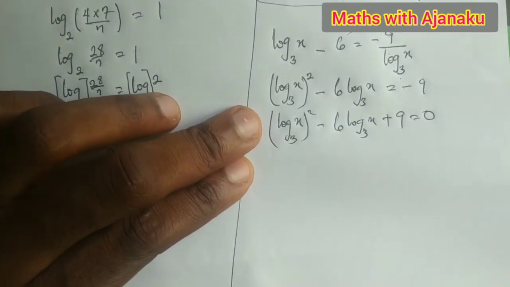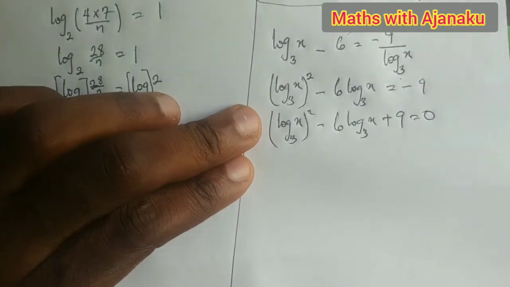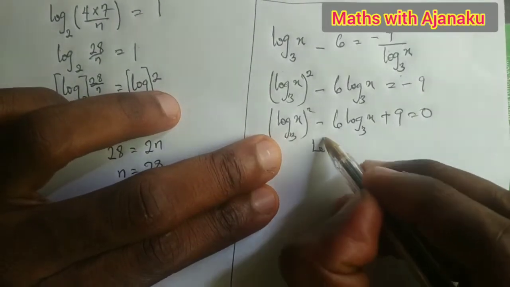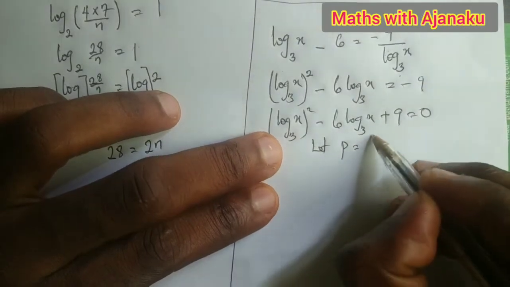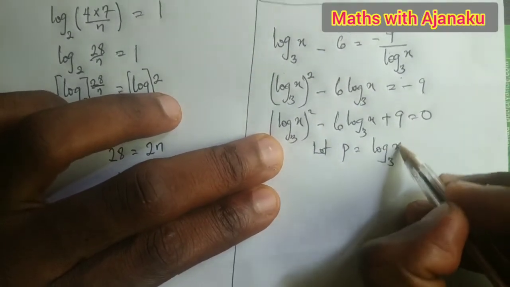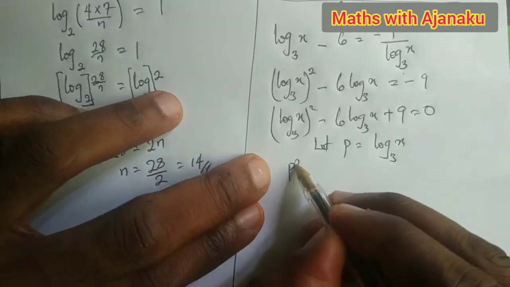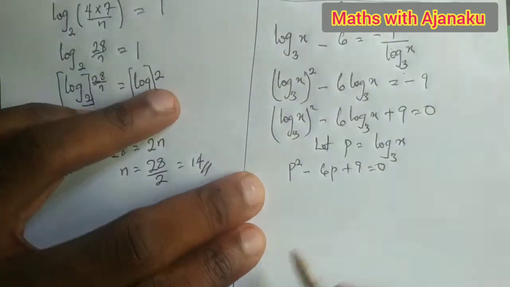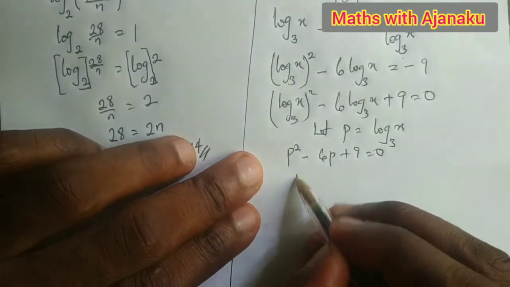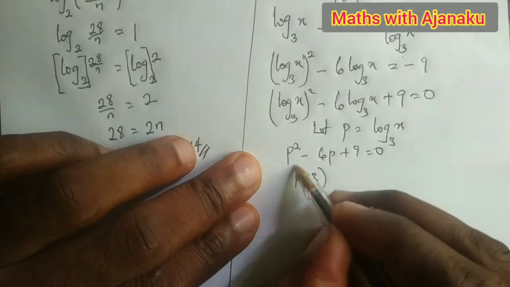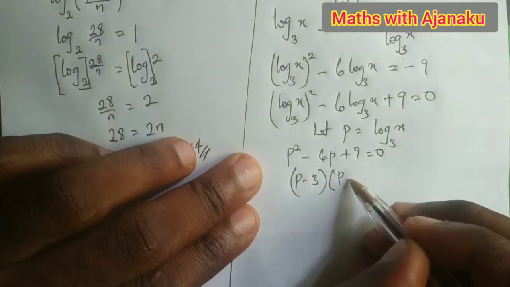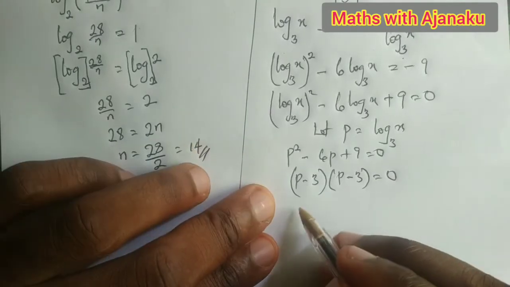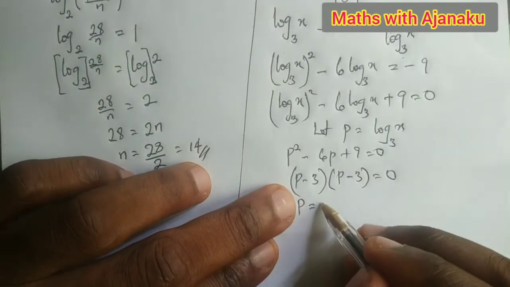Still, there's nothing we can do here, but if you look at it clearly, this looks like a quadratic equation. So we can say let p be equal to log base 3 of x, so that p raised to the power 2 minus 6p plus 9 will be equal to 0. Solving this will give me p minus 3 multiplied by p minus 3, which is equal to 0. So p will be equal to 3 twice.